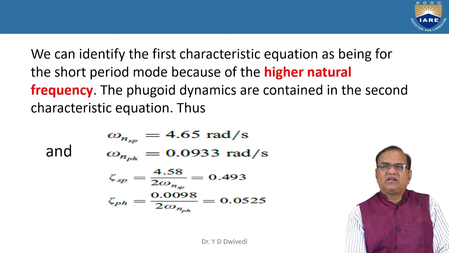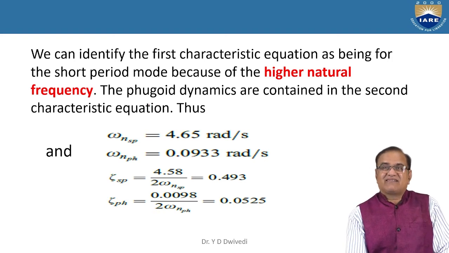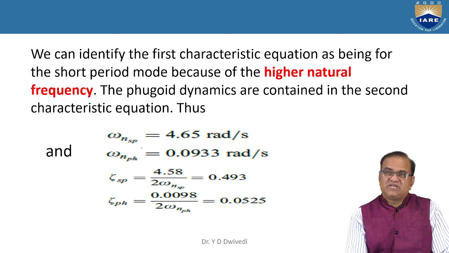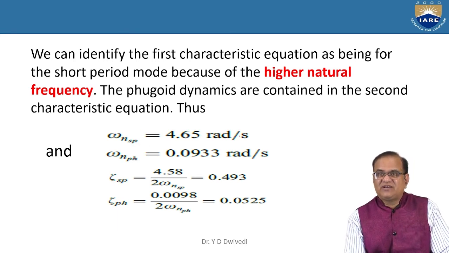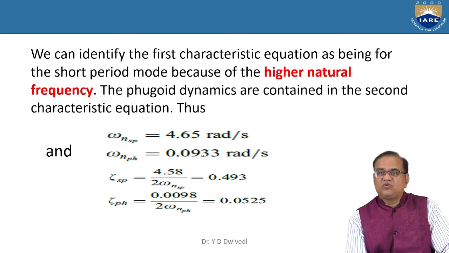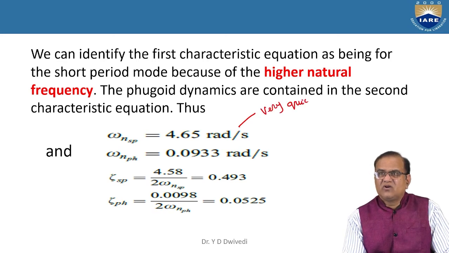So for one, the phugoid dynamics are contained in the second characteristic equation. We know that omega n short period is equal to 4.65 radian per second and omega n phugoid is equal to 0.0933. So the short period is very quick, and the phugoid is very slow.